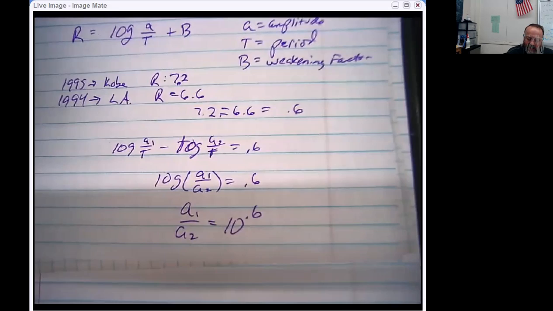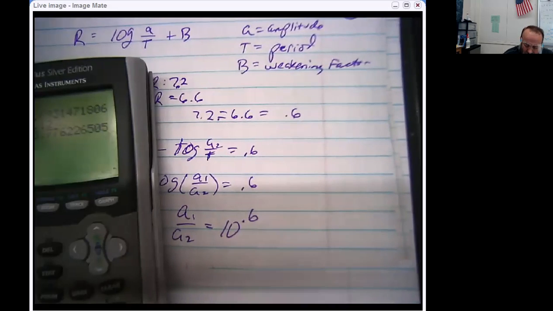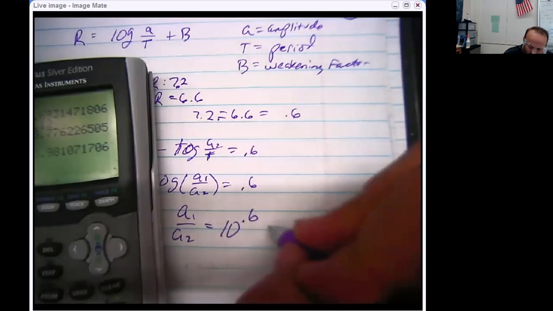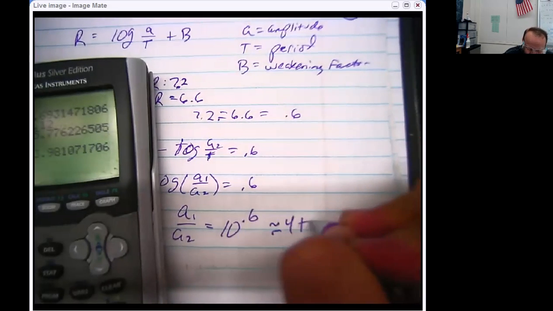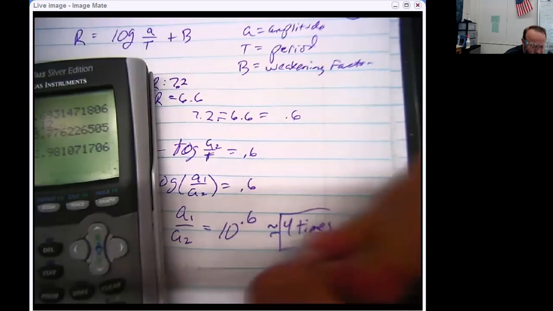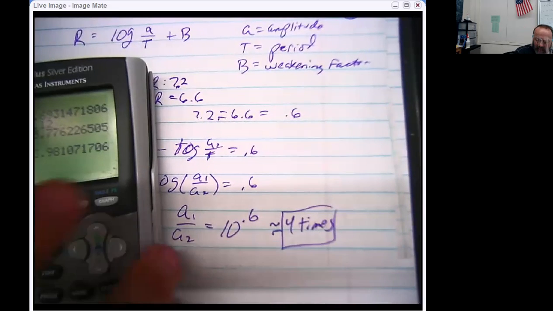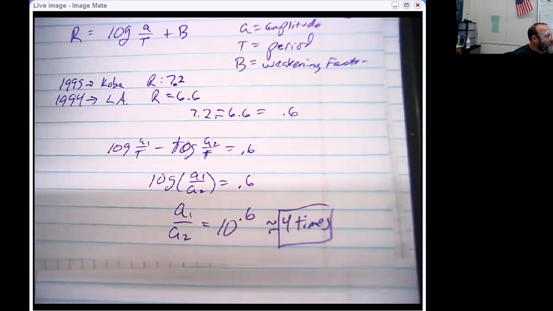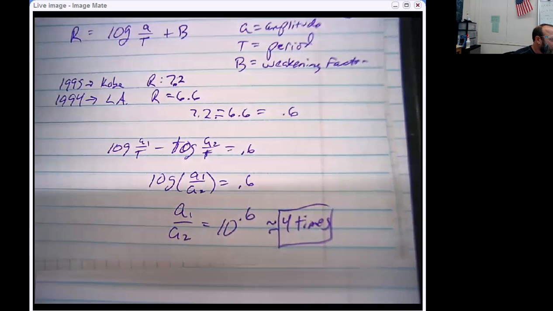Well, 10 to the 0.6, ladies and gentlemen, is not a little bit stronger. It's phenomenally stronger. The Kobe earthquake was about 4 times as strong. That's no joke. 4 times as strong. I mean, I would think double as strong would be horrifying. 4 times as strong is really, really scary.